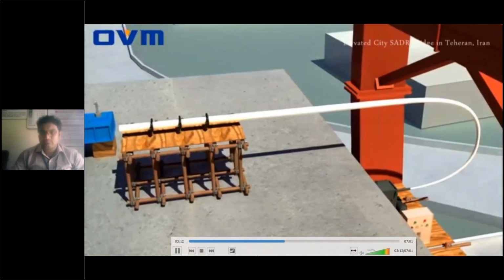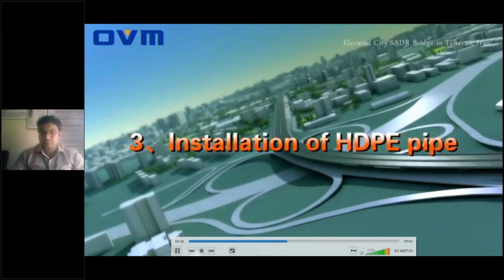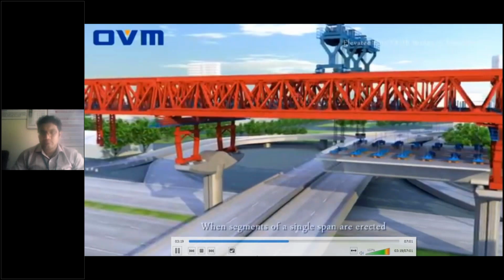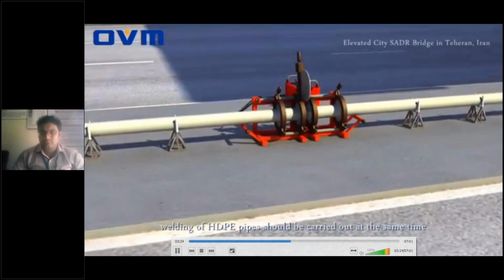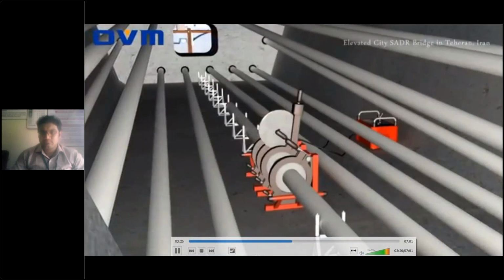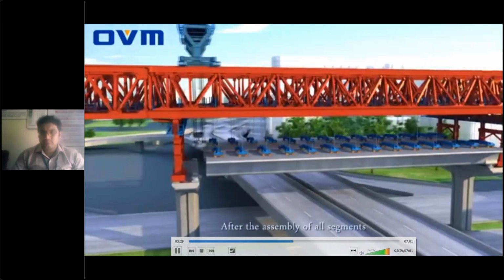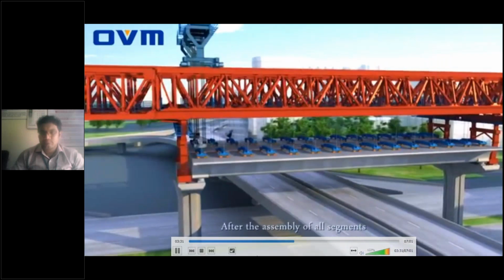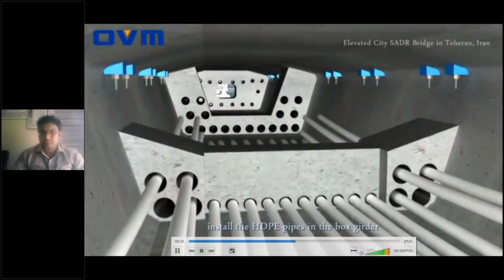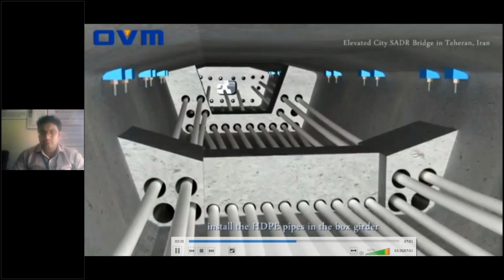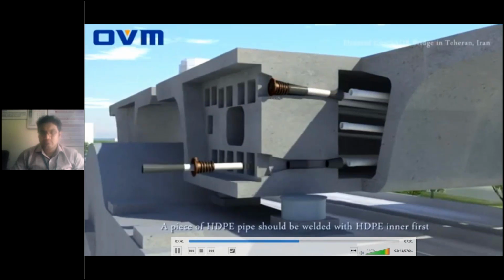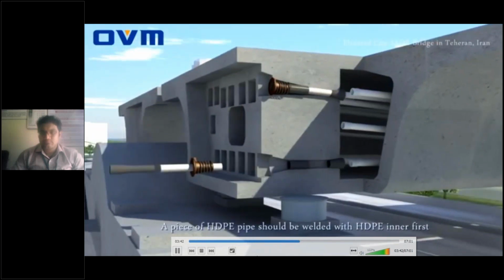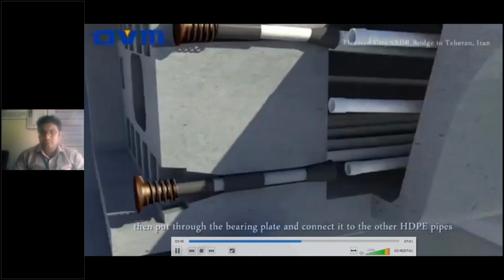Installation of HDPE pipe. When segments of a single span are erected, welding of HDPE pipes should be carried out at the same time. After assembly of all segments, install the HDPE pipes in the box girder. A piece of HDPE pipe should be welded with HDPE binder first, then put through the bearing blade and connected to the other HDPE pipes with HDPE coupler.